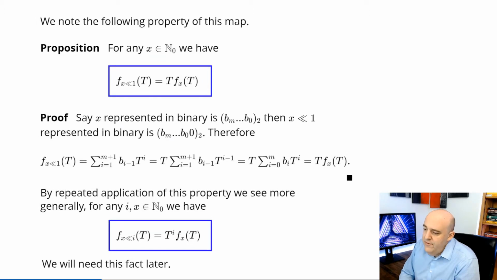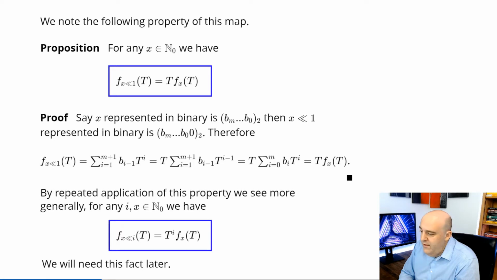Another property is that if you take x and left shift it by 1, and then look at the associated polynomial, that's the same thing as taking fx(t) and just multiplying it by the variable t. So left shifting x by 1, the associated polynomial is obtained by multiplying the original polynomial fx(t) by t to the power of 1, just t itself.